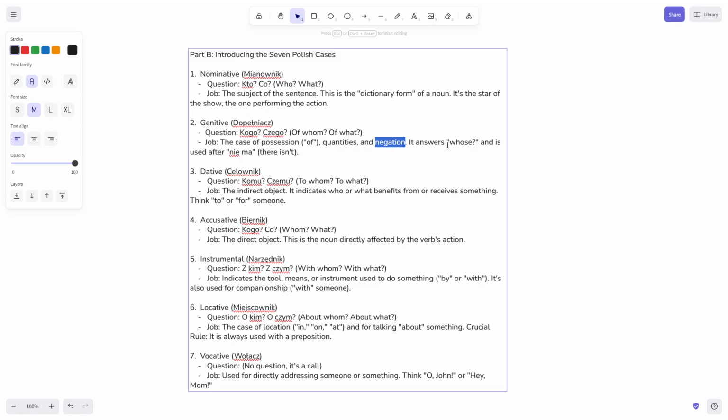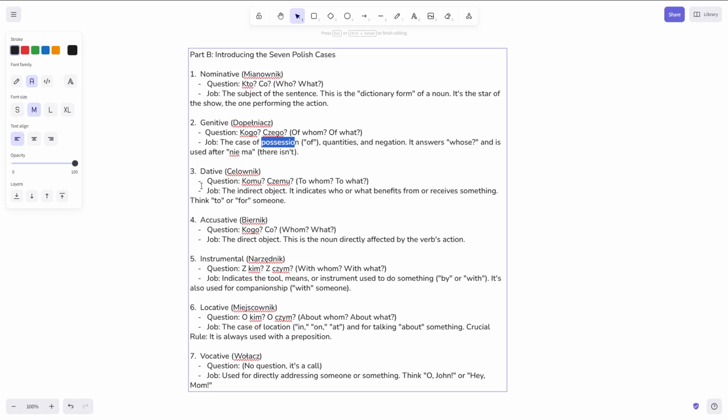It answers whose and is used after, for example, nie ma. Like there isn't of what, of whom. I'm sure it doesn't make particular sense to translate it directly into English, but you'll get used to it when we dive deeper into each case and go over each form and some examples, okay? So just basically of whom, of what, so the case of possession, okay?